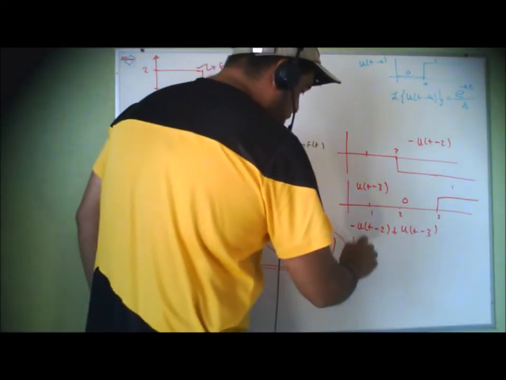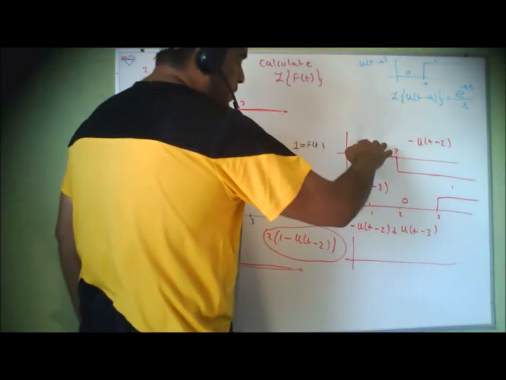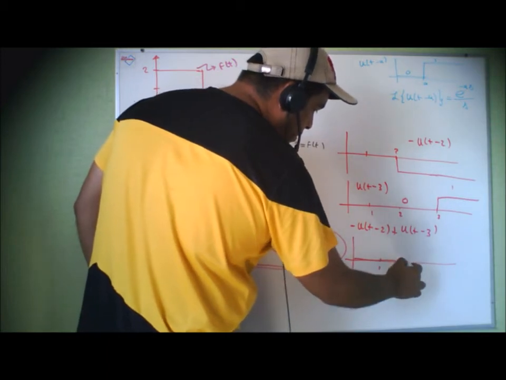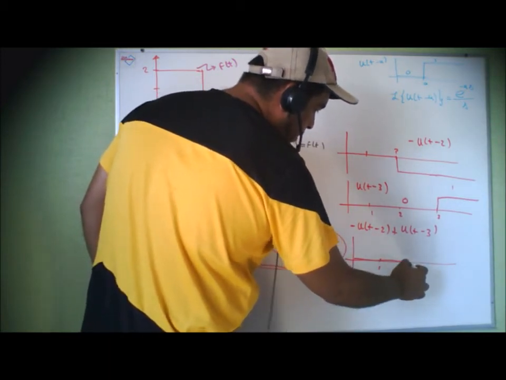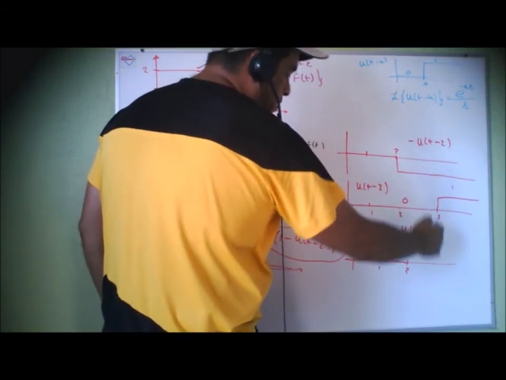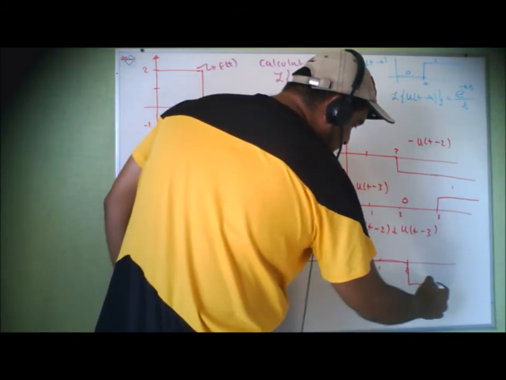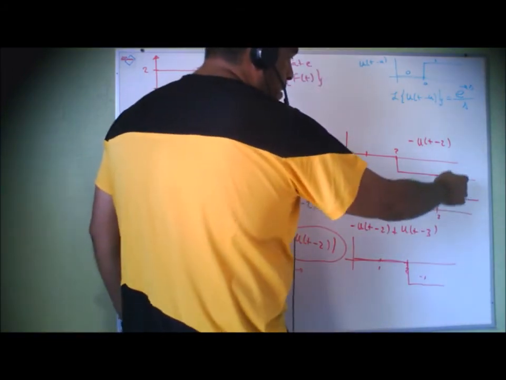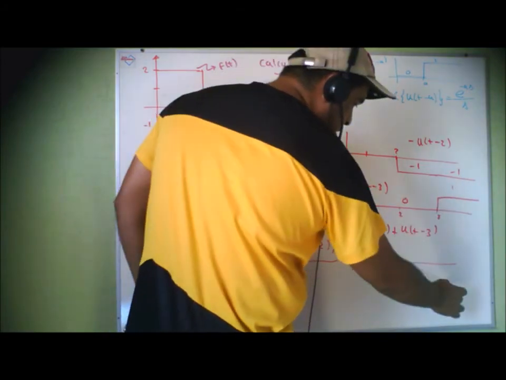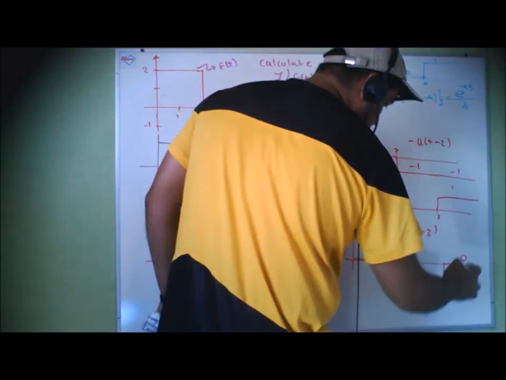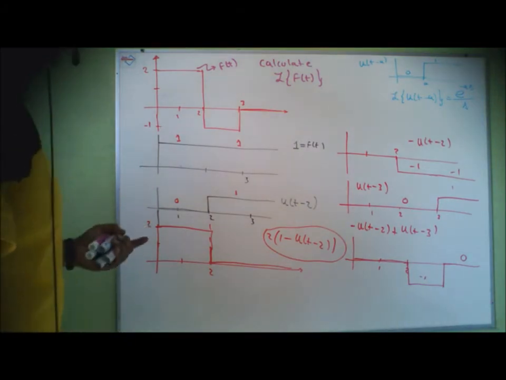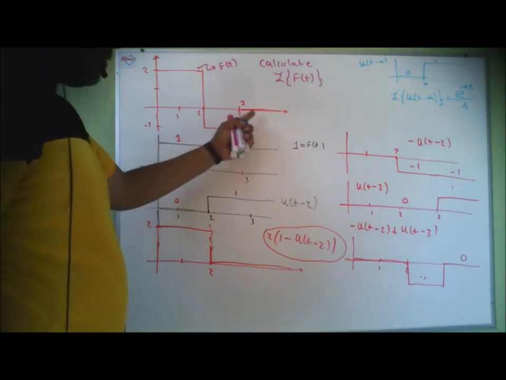Check this out, engineers. 0 and 0 is still 0 if we do the addition. If we add together zeros, and then minus 1 plus 0, minus 1, and then minus 1 here, minus 1 plus 1 becomes 0. So what we have obtained is this part of the plot.